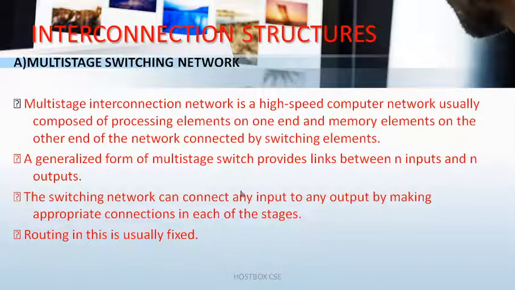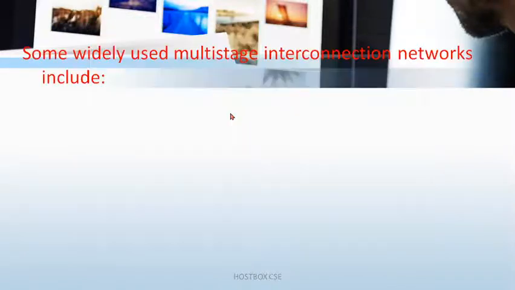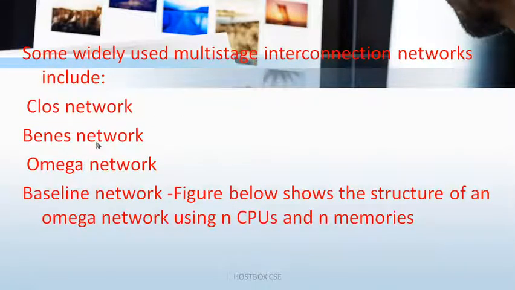Routing and some of the terms I will take up in upcoming sessions. You can understand step by step. That is regarding the networking topics. We don't go deeply there, and operating systems also. So this diagram is important, and you can write some of the widely used multi-stage interconnection networks today: the Clos network, Banyan network, the Omega network, which is a very famous one, and the baseline network.